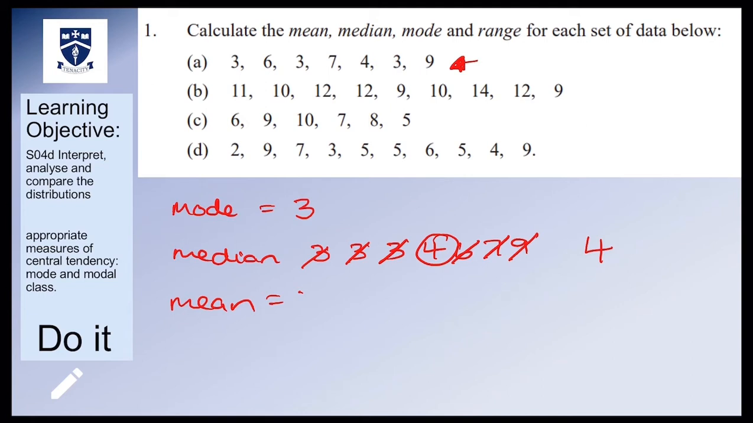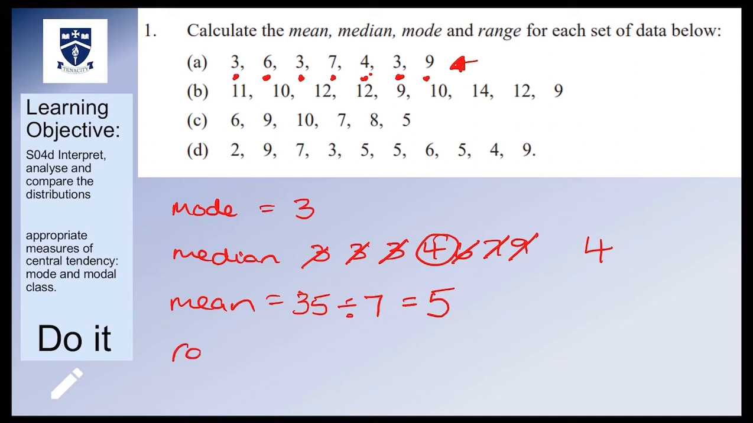So I have 3 and 6 is 9. Add another 3 makes 12. Add on 7 would make 19. Add on 4 would make 23. Add on 3 would make 26. And add on 9 would make 35. So the total is 35. And there are 1, 2, 3, 4, 5, 6, 7 data items. So it's going to be 35 divided by 7. And 35 divided by 7, don't even need a calculator for that one, because the answer to that is going to be 5. All right, so make sure that you are writing down your workings as you are doing them.